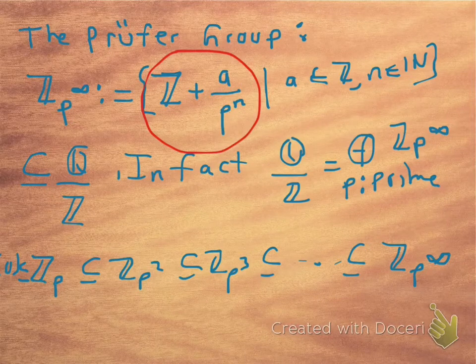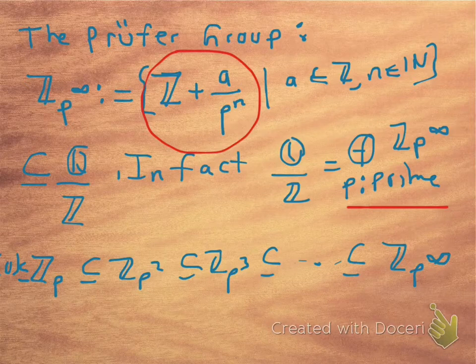Also note that this Prüfer group is quite an intriguing object in the sense that, first of all, Q over Z is the direct sum of all these Prüfer groups as P ranges among primes. And two, every proper factor of the Prüfer group, every factor which is not trivial, which is not zero, is isomorphic, as a group or as a Z module, to itself. That's a strange phenomenon.